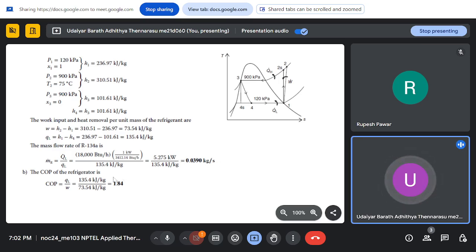So this is your mass flow rate, and with that we can find the COP of the refrigerator, which is Q by W. So 135.4 divided by 73.54 will give you 1.84. So that is your COP. This is the actual COP of the cycle.